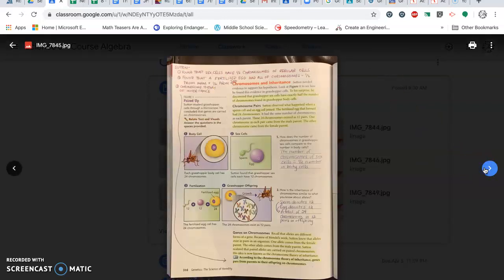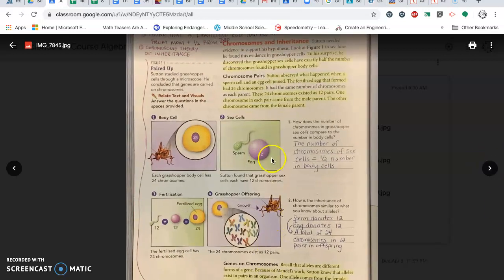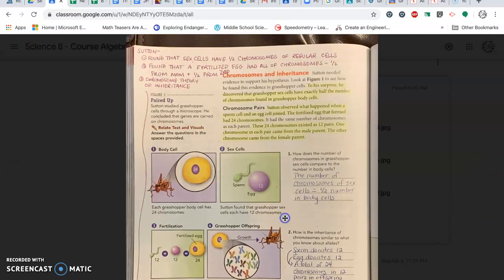So if we flip to the next page, it details what he did and what he discovered, and I summarized it at the top. So let me zoom into my notes at the top. The three main things that he found out was that, number one, sex cells have half the chromosomes of regular cells. Before him, we didn't know that. We didn't know that the organism's sex cells, the egg or the sperm, only had half the amount of chromosomal material. So he figured that out.